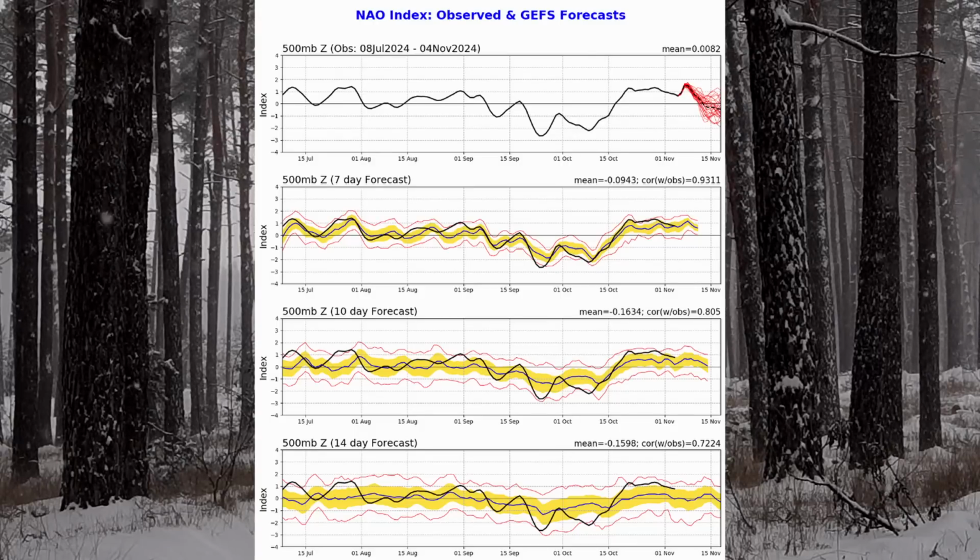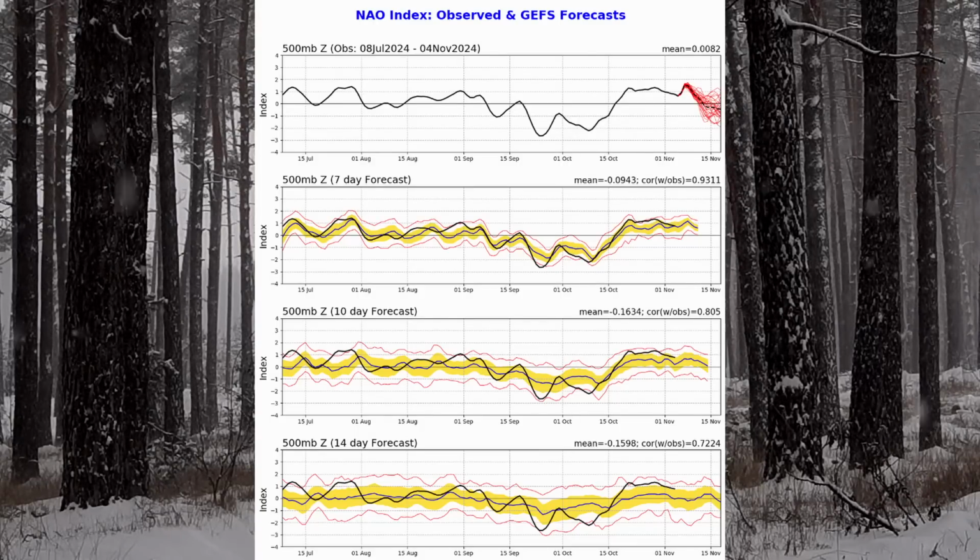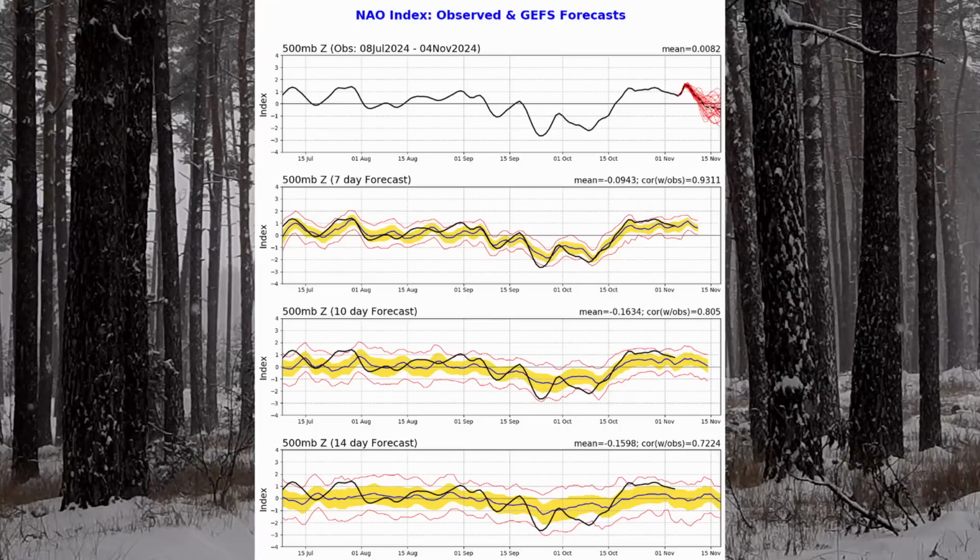Now the next pattern that we're looking at is our NAO index, and basically this is kind of similar to the QBO, but this isn't in a westerly phase or an easterly phase. We talk about this in terms of a neutral, a negative, or a positive. And as you can see right now, when it's above the line along that axis right there, we see that this is a positive phase.